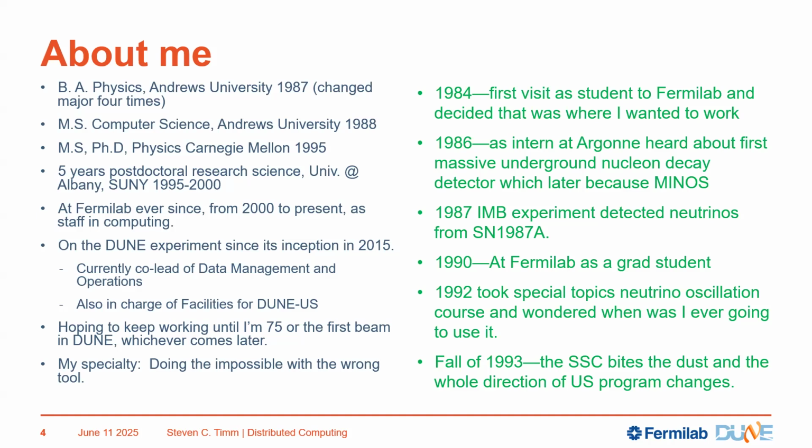In 1984, on my first visit as a student to Fermilab, I decided that was where eventually I wanted to work. In 1986, as an intern at Argonne, I heard about the first massive underground nucleon decay detector, which would eventually become MINOS. In 1987, as a senior, the IMB experiment detected the neutrinos from supernova 1987A. As far as I know, there have been no other reports of neutrinos detected from a supernova between then and now.